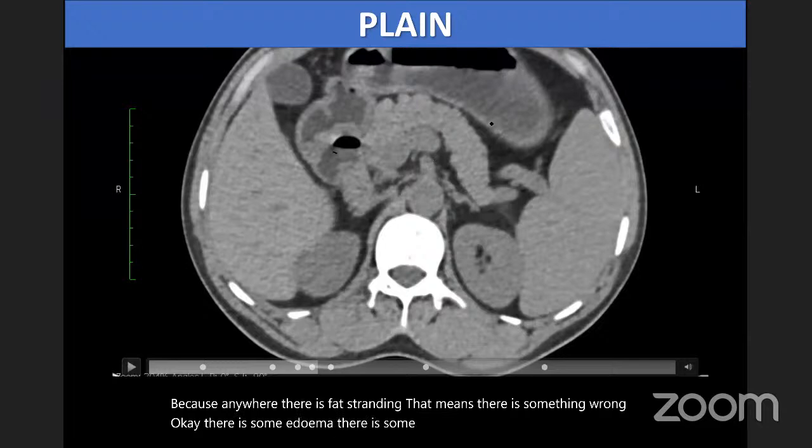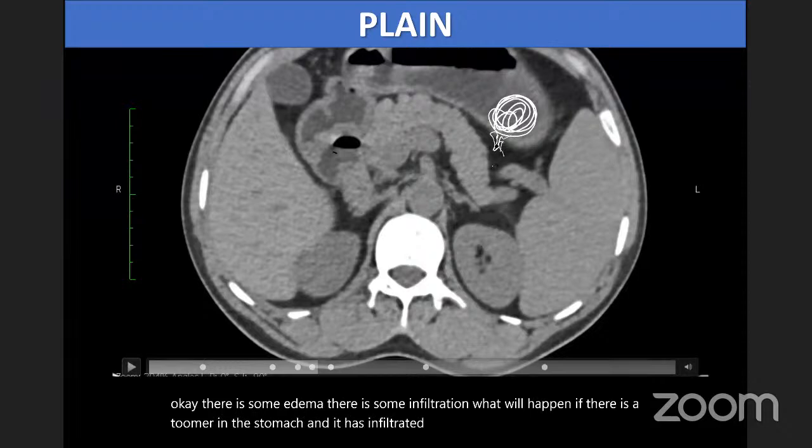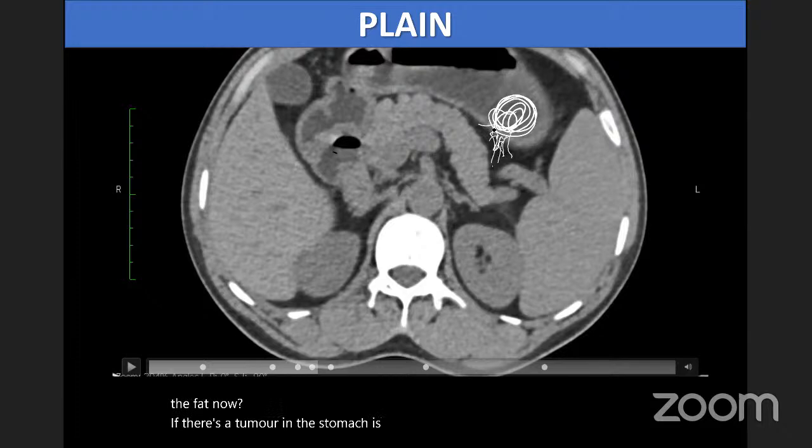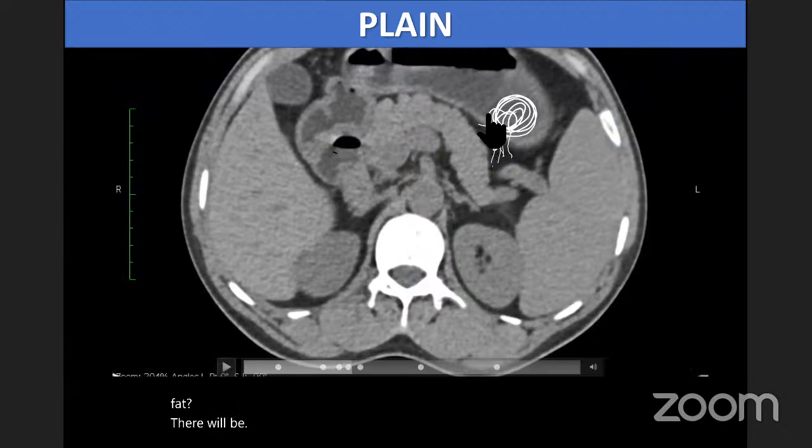What will happen if there is a tumor in the stomach and it has infiltrated the fat? What will happen to the fat now?